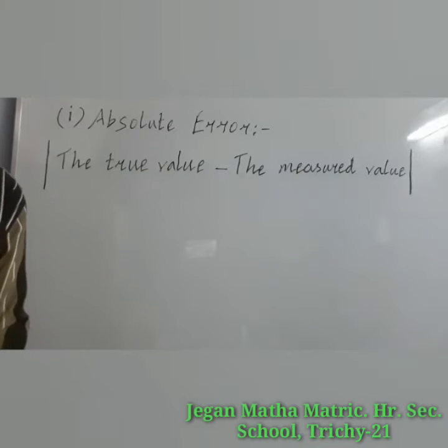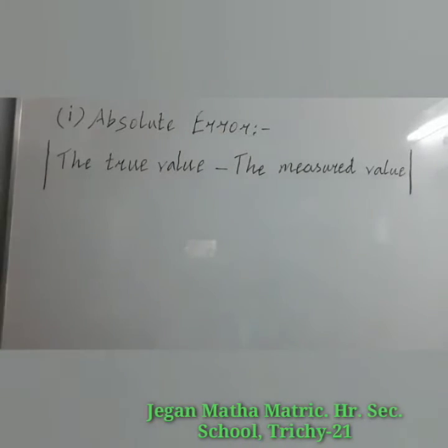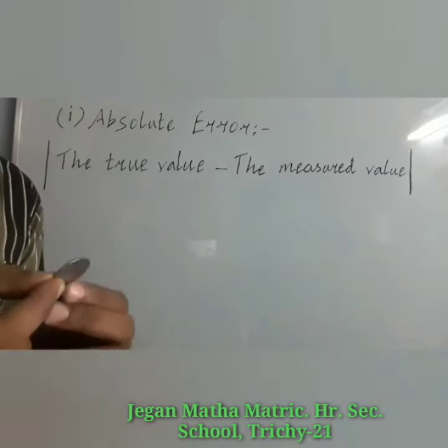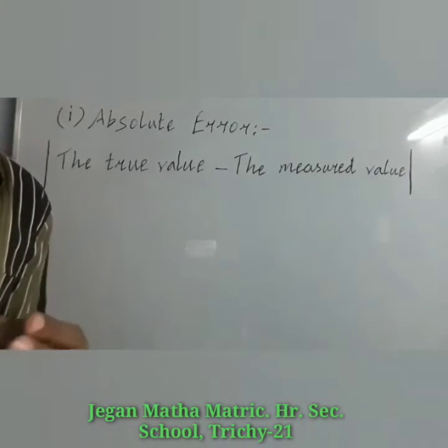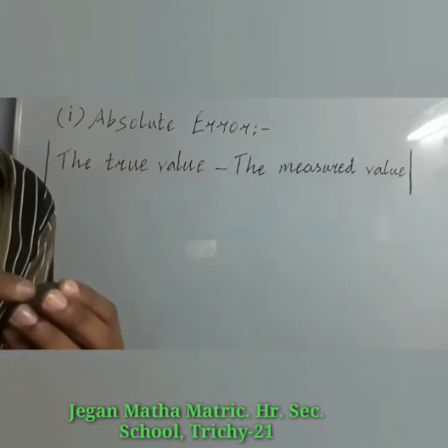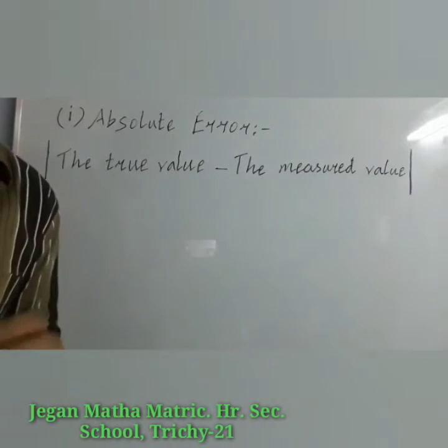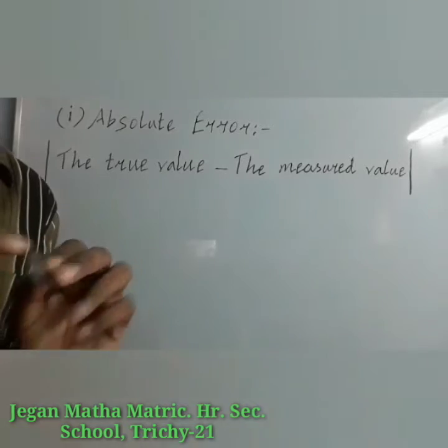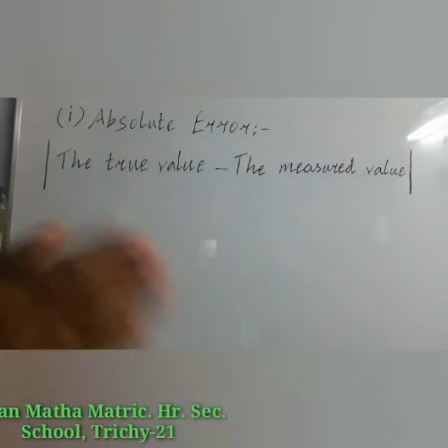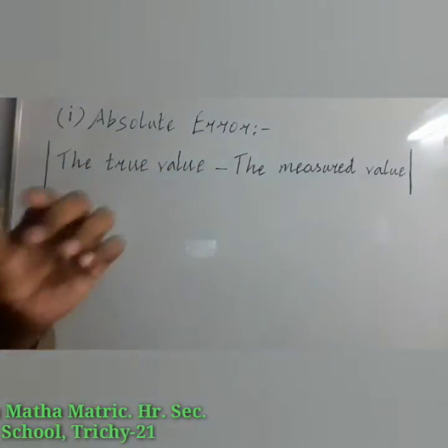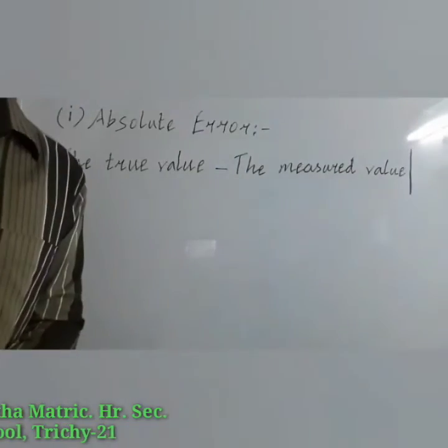Recall what you have done in your 10th standard. You found the thickness of a 1 rupee coin with the help of a screw gauge. You haven't taken one reading. You have taken 4 or 5 readings. For that, you have taken the mean value. That mean value has been considered as the thickness of the 1 rupee coin. The mean value you have taken is considered as the true value, and the individual 4 or 5 values you have taken can be considered as measured values.